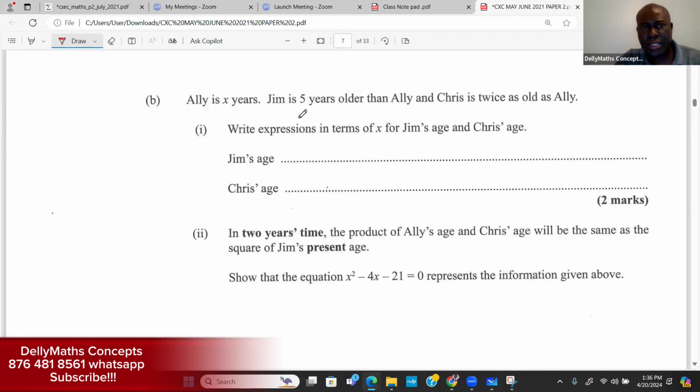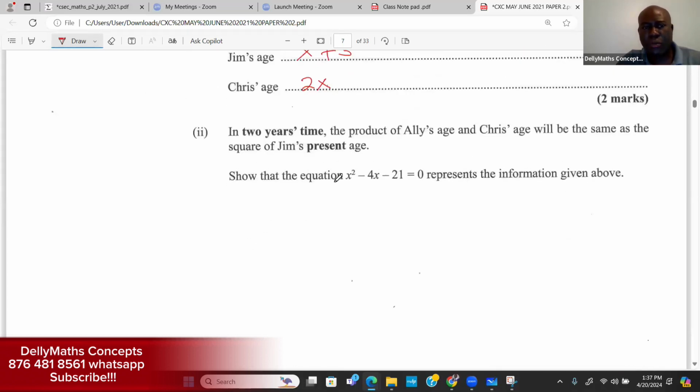All right, let's take a look. It says Ali is X years, Jim is 5 years older than Ali, and Chris is twice as old as Ali. Okay, so you're seeing Chris twice as old as Ali, Jim 5 years older than Ali. Jim's age is what, right? So remember, Ali's X. So Jim will be X plus 5 because he's just 5 years older. What is Chris' age? Chris is twice as Ali, so it's going to be 2 times X, which is just 2X.